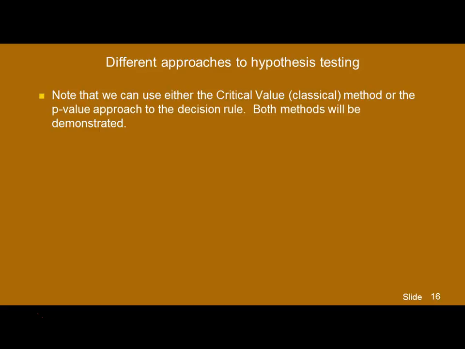Notice I mentioned two possible ways of doing your decision. The critical value approach, which is also called the classical or traditional approach, and the p-value approach, which is sort of the more modern approach. As we'll see, one nice thing about p-values is they can be calculated on computers and calculators, which makes it a little more convenient in this day and age.